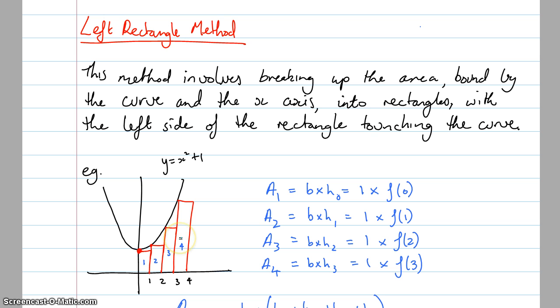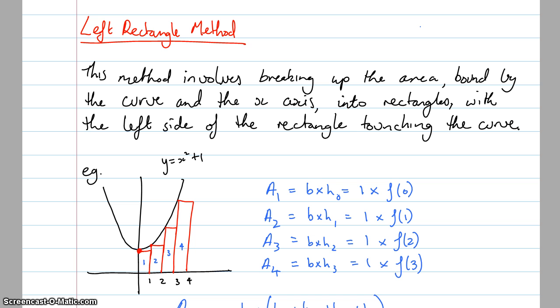That's how we're going to work out the left-hand rectangle method. The left-hand side is going to be touching the curve in order to approximate the area underneath this curve. And to work out the area of a rectangle, it's simply the base times the height. So the area of the first rectangle is base times this height, then base times this height, base times this height, base times this height.